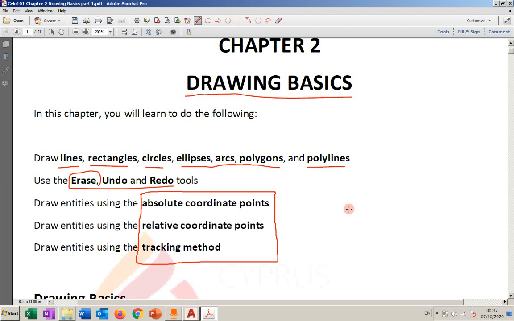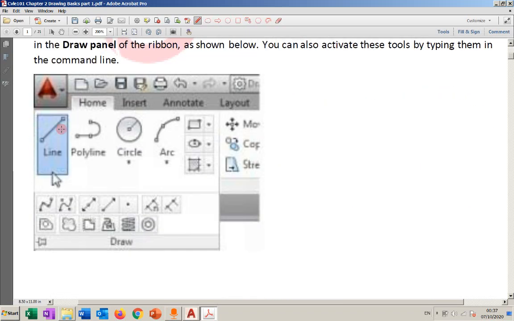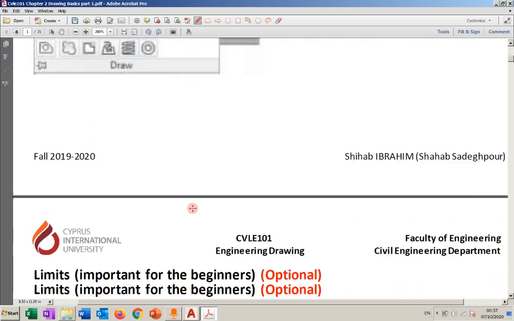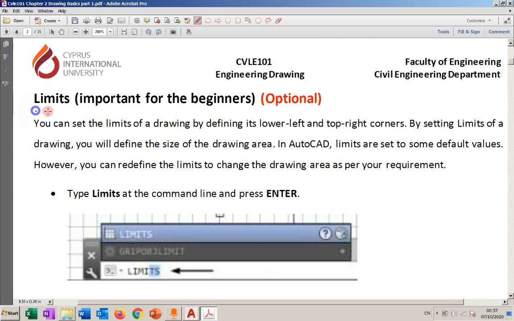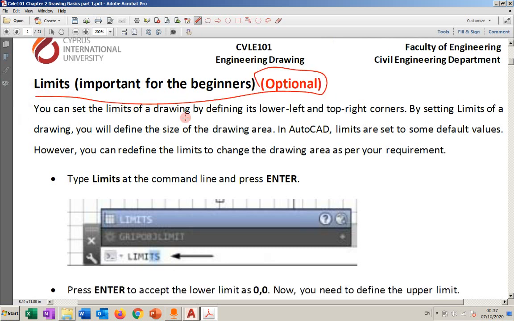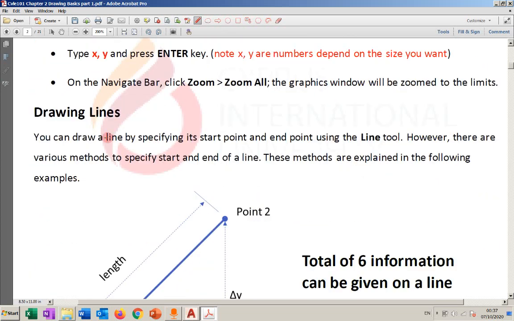As I told you, normally I'm using metaphors to explain things that simply make you remember them much easier. Now, we will show you those icons. I explained limits in the previous video. I even said it's optional for beginners. You can use the other two methods if you don't like limits. Now we start with drawing lines.